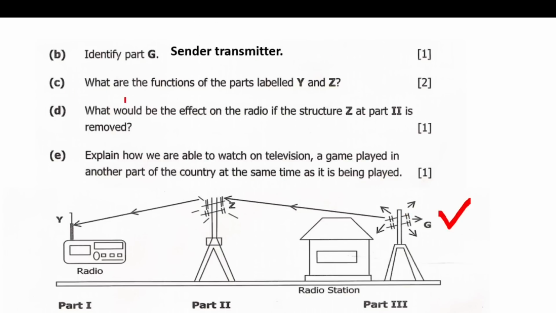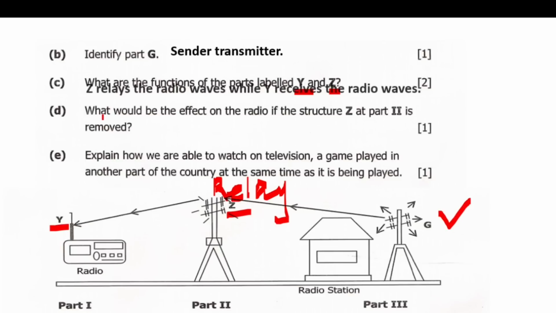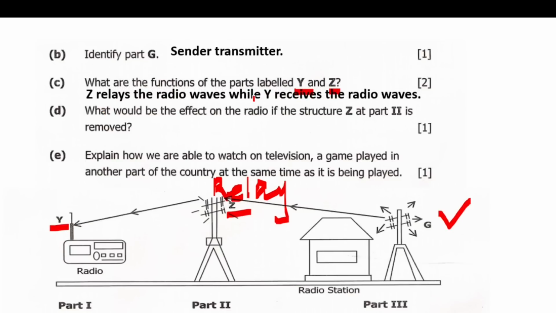Then C, what are the functions of the parts labeled Y and Z? So there's this part here, Y and Z. This Z is to relay the signal. So to relay is to receive and pass. Then Y is to receive. So Z relays the radio waves, while Y receives the radio waves.